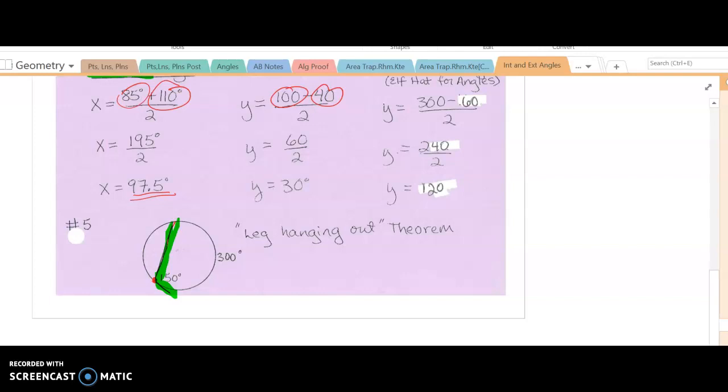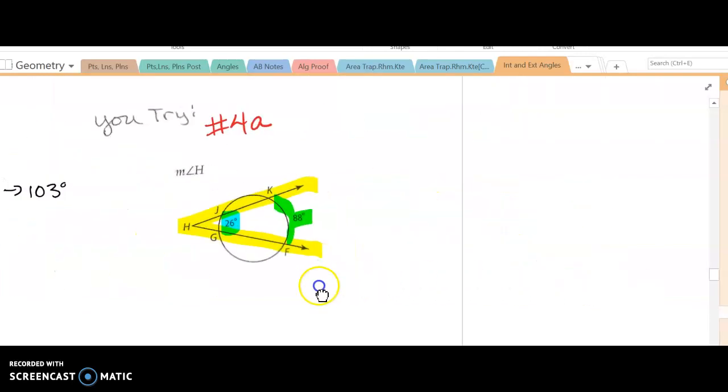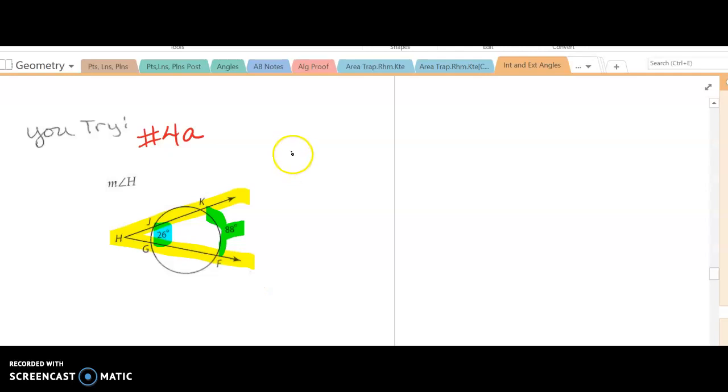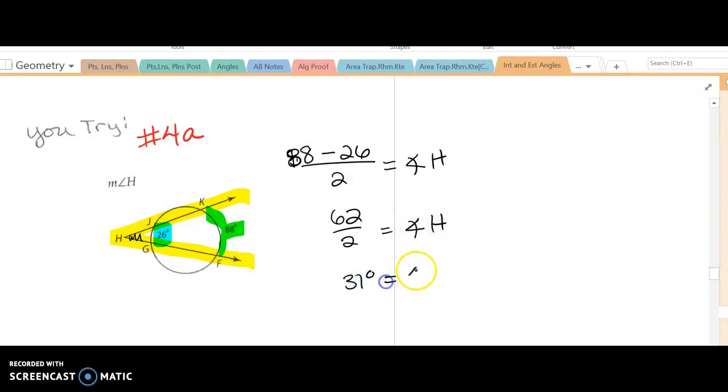Okay, so back to that last problem. Since this is strategy 4A, we're going to do 88 minus the 26, all over 2, which will tell us our exterior angle H. That's an 88. And so 88 minus 26 is 62, divided by 2 is 31. And that's it.